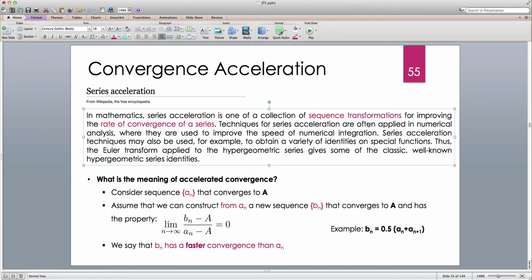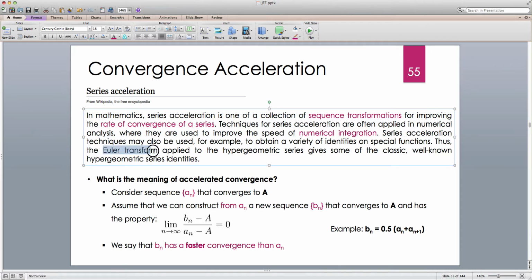Techniques for series accelerations are often applied in numerical analysis, where they are used to improve the speed of numerical integration. So that's one use case, because when we numerically calculate an integral, we divide it into some sub-intervals, we create a series, and then let n go to infinity, right? So numerical integration is an example of a series, and we want to calculate the limit. Series acceleration techniques may also be used, for example, to obtain a variety of identities on special functions. Thus, the Euler transform applied to the hypergeometric series gives some of the classic well-known hypergeometric series identities.